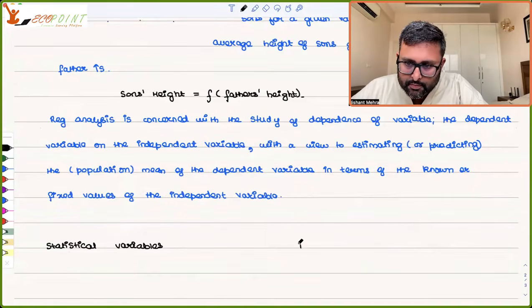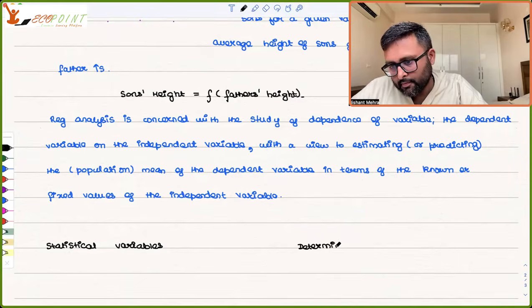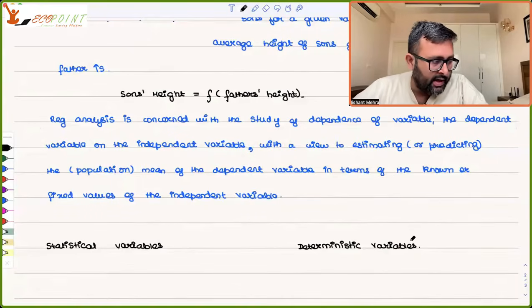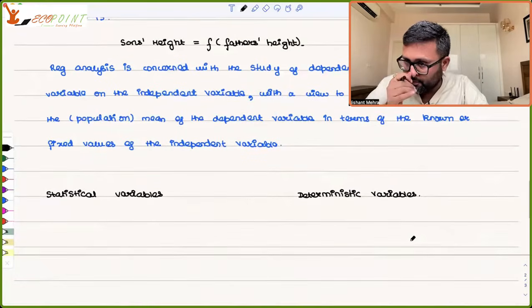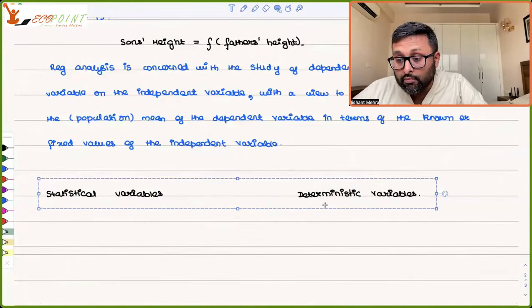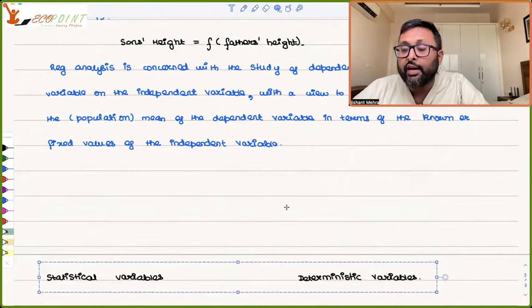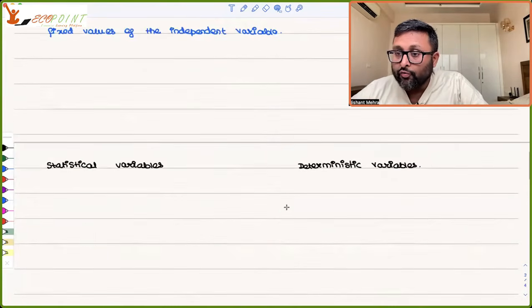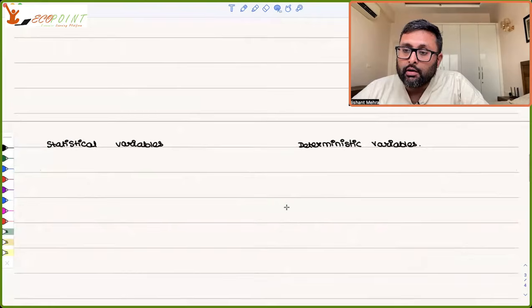Statistical variables and deterministic variables. When you talk about statistical variables, just say the relation which we have just talked about. We are dealing with random variables. We are dealing with stochastic variables, right?